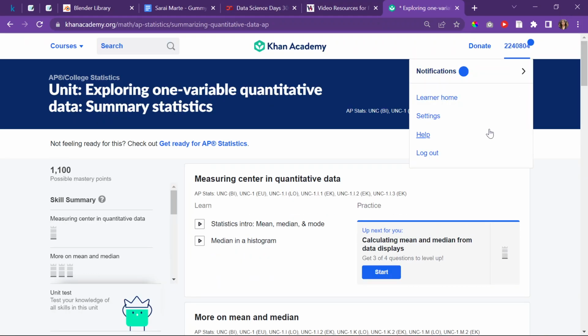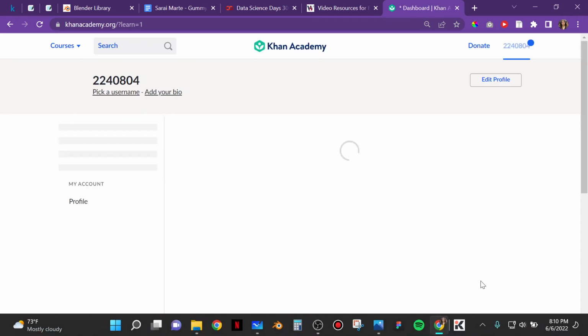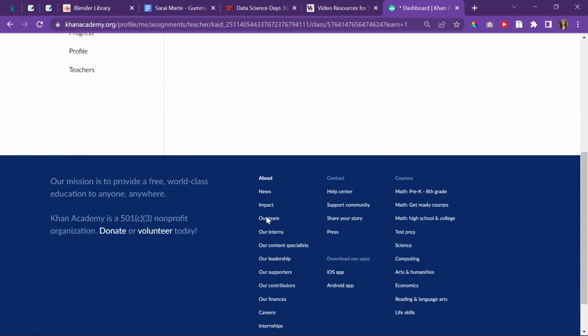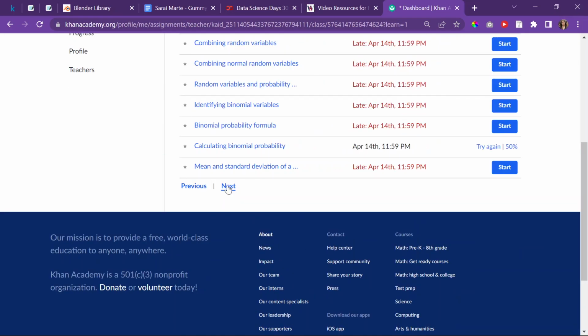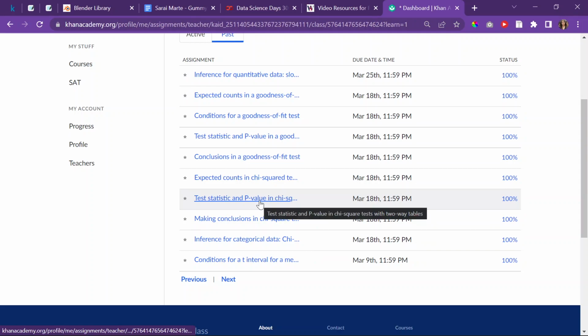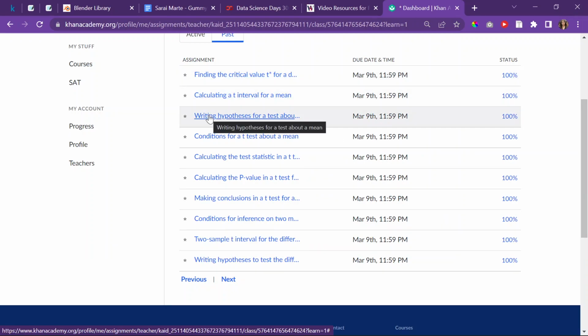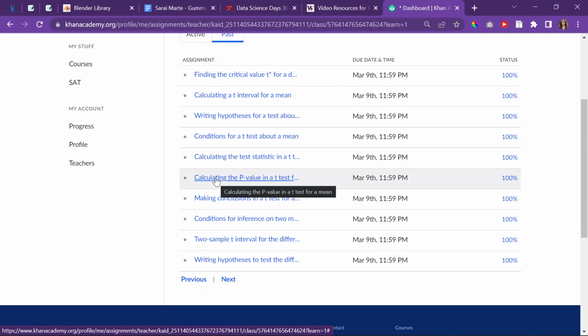Okay, let me go back here. Learner's home. Alright, past. Next. Alright. Inference, test statistic and p-value. Inference, no. Finding critical value, calculating a t-interval, writing hypotheses for a test about a mean, conditions, calculating conclusions. I need to calculate the p-value. Calculating the p-value in a t-test for a mean.